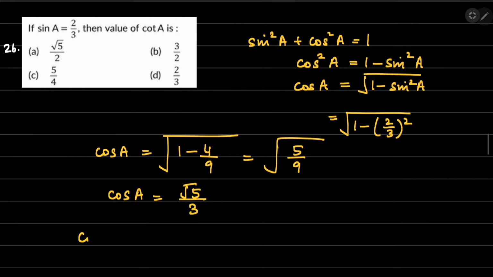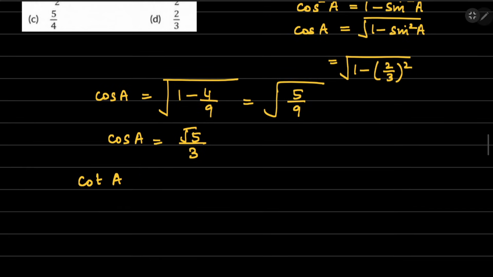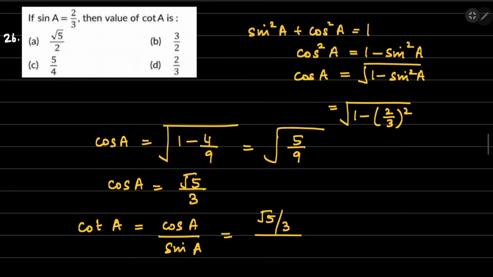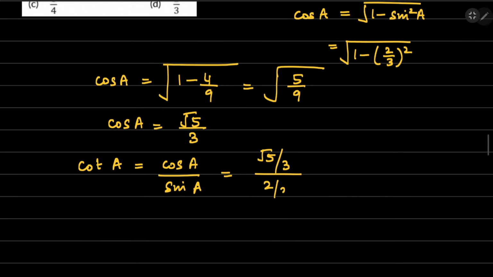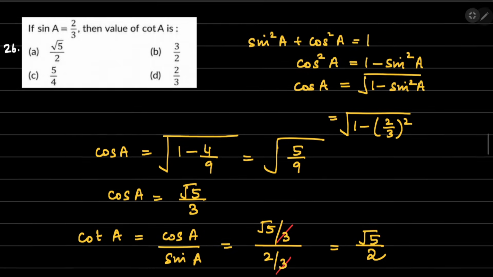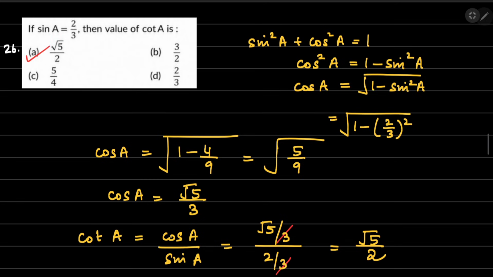But what are you asked? You are asked cot A. What is cot A? Cos A by sine A. What is cos A? Root 5 by 3. What is sine A? It's already given. Sine A is 2 by 3. So this 3 will get cancelled and the answer is root 5 by 2. Option number A is the correct answer.